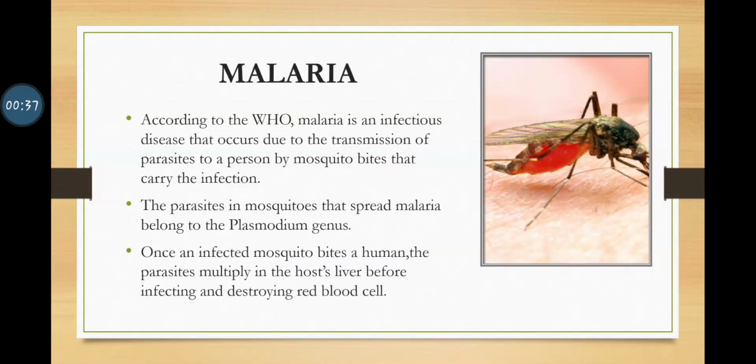Malaria. According to the World Health Organization, malaria is an infectious disease that occurs due to the transmission of parasites to a person by mosquito bites that carry the infection. The parasites in mosquitoes that spread malaria belong to the Plasmodium genus. Once an infected mosquito bites a human being, the parasites multiply in the host liver before infecting and destroying red blood cells in the human body.